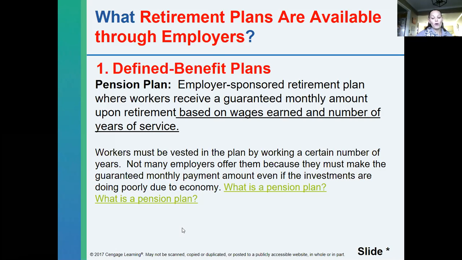Part of your homework tonight is an article saying what is a pension plan. It is not very long. Please read that before tomorrow, because tomorrow we're going to look at different types of retirement accounts, one of the reasons I'm not going into these too much.